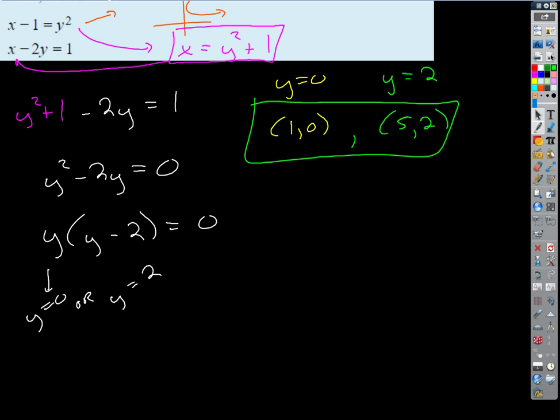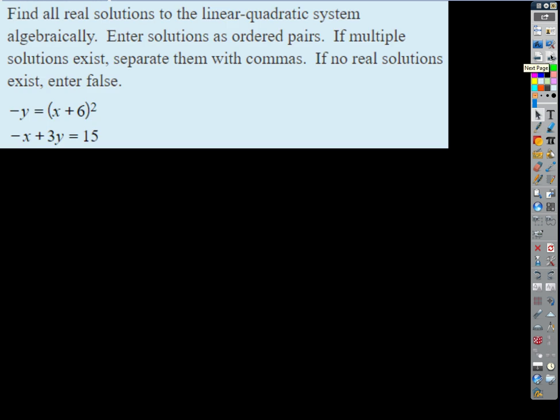Okay? Last one, because you're going to get one like this too. So on this one, we'd probably just solve for y in the top one. Agreed? What do you think? Yeah, we wouldn't want to do that because the x is in parentheses. So this is just going to give us y equals negative the quantity x plus 6 squared, right?